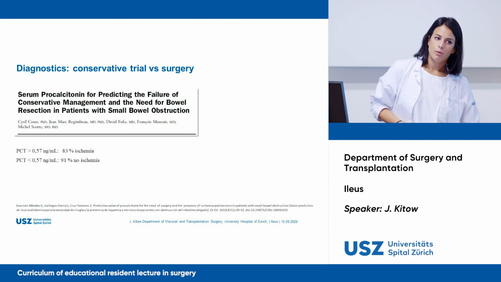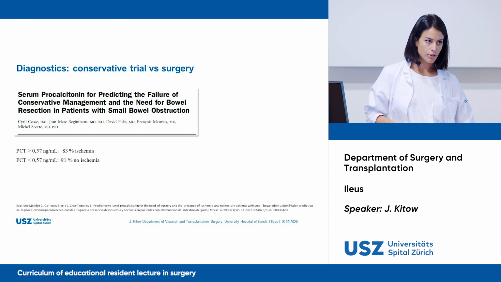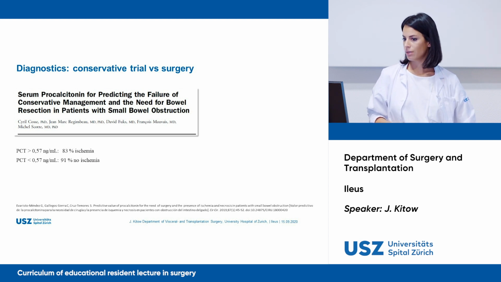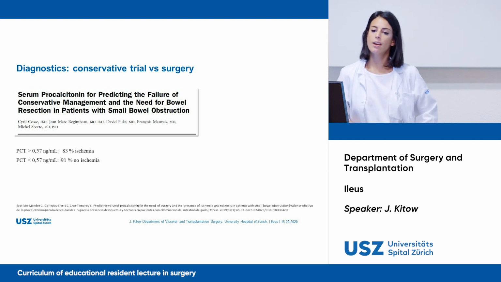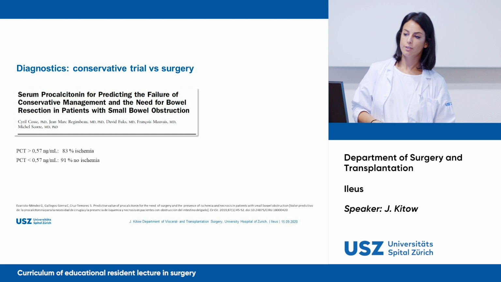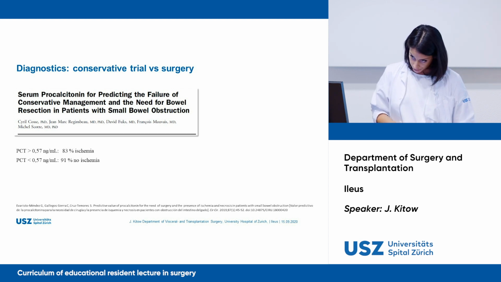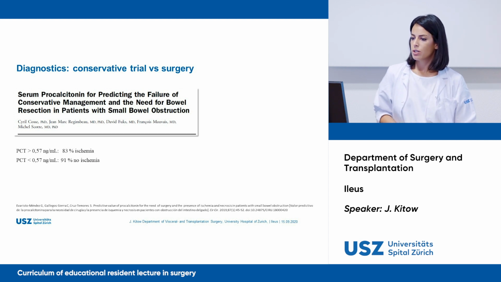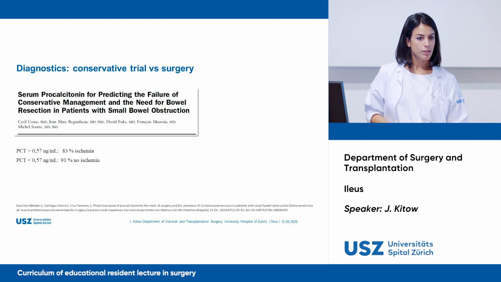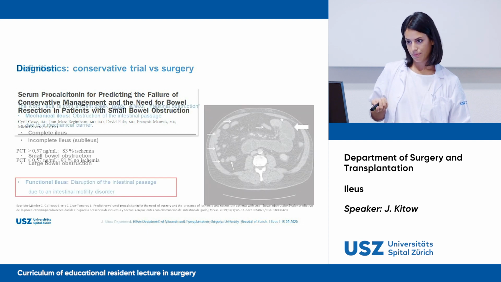There's one other marker I want to show you, which can be used for follow-up during a conservative trial, which is the procalcitonin. Procalcitonin should have a high value in predicting the failure of conservative management, as Michael Scotti et al. found out. Actually, PCT over 0.57 should predict ischemia by 83%, and under this value exclude ischemia by 91%.